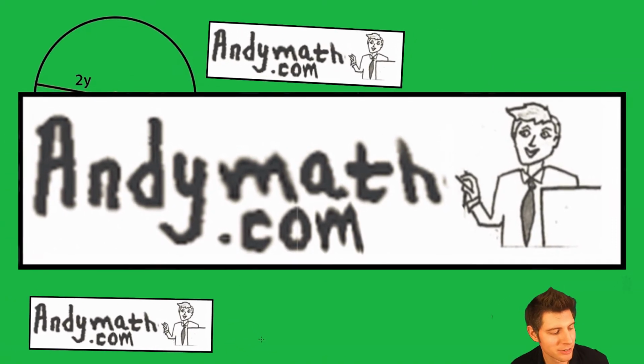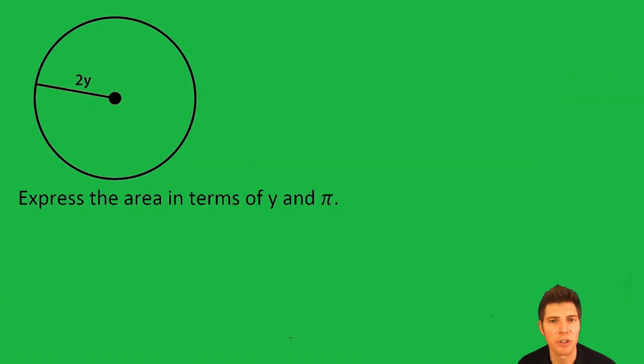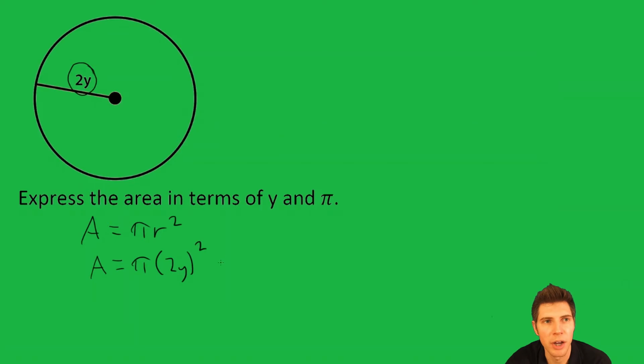Anti-math. Express the area in terms of y and pi. The area of a circle is equal to pi r squared. And the r in this case is 2y. So the area is going to be equal to pi, and then in the place of the r, I'm going to put 2y squared.